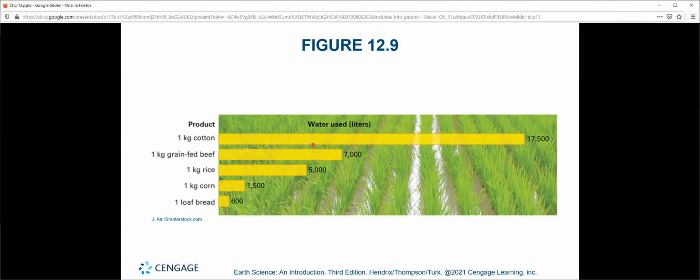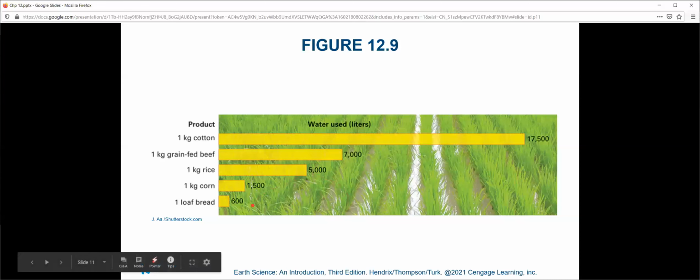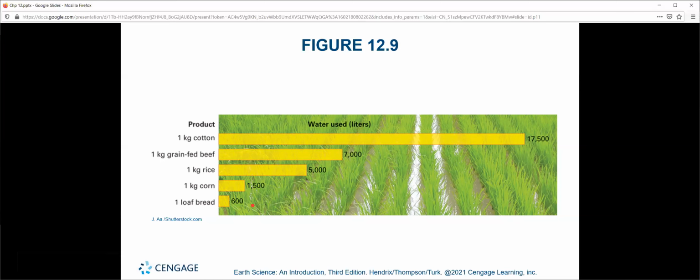Again, we can go here, we can look at the agricultural side of that same conversation. A kilogram of cotton uses massive amounts of water as opposed to, say, a kilogram of corn. Cotton, however, is very readily used in our day-to-day society, day-to-day culture. We need a lot of water to make that work. Rice, corn, loaf of bread, what have you. This is just for a kilogram of this. A kilogram of grass-fed beef, 7,000 liters of water.